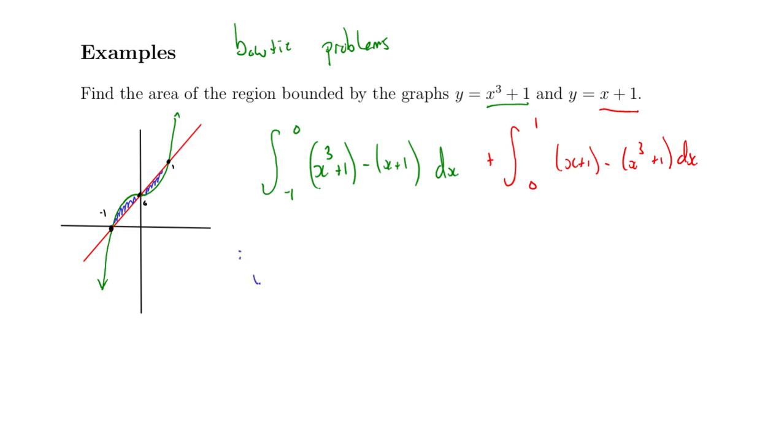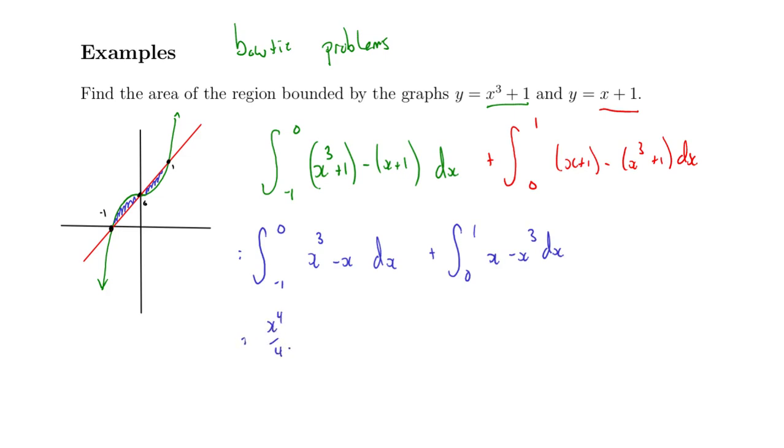So once we've got this, we can go, all right, let's combine all our like terms, if there are any. We've got x cubed minus x, and then 1 minus 1 is 0. And then for this one, we have the exact same thing, but different signs. So we'll say x minus x cubed. And then you can evaluate both of these things.